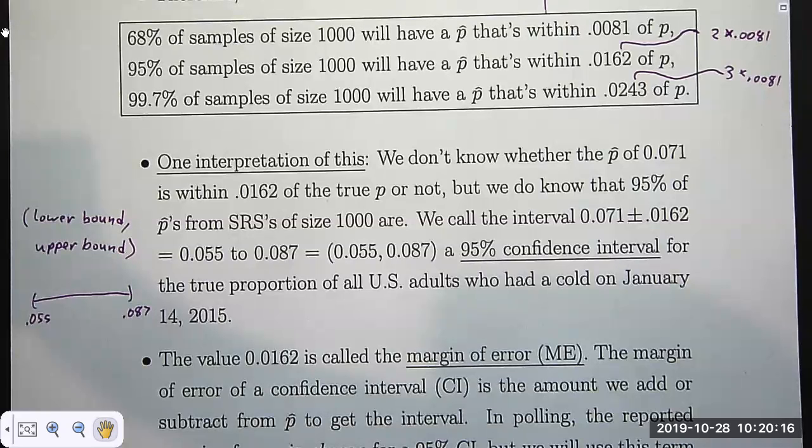P, parameter. That one, it's about how many people had a cold yesterday, or said that they had a cold yesterday. So it's not of the 1,000 respondents, it's of everybody. I suppose this is in the US. Gallup polls are usually just US, I think.